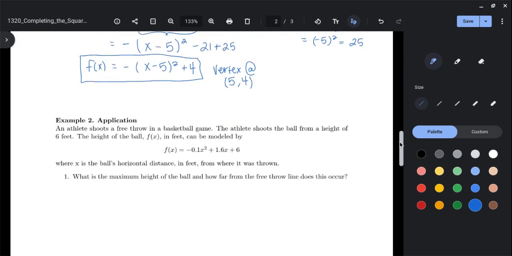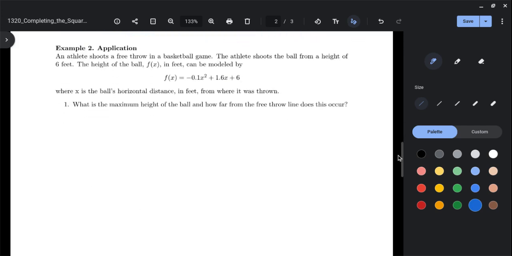All right, the next example is an application. So we have the problem that an athlete shoots a free throw in a basketball game, and the athlete shoots the ball from a height of 6 feet. The height of the ball, f of x, in feet can be modeled by the equation f of x equals -1/10 times x squared plus 1/6 x plus 6, where x is the ball's horizontal distance in feet from where it was thrown. And our question is, what is the maximum height of the ball and how far from the free throw line does this occur?